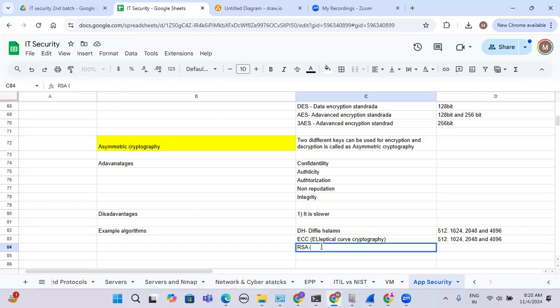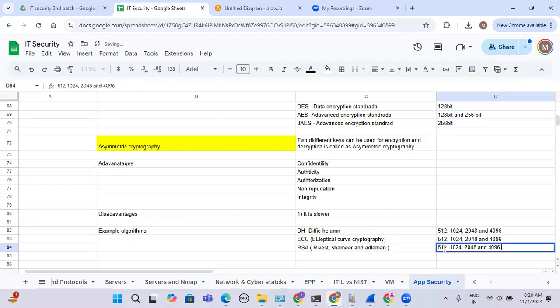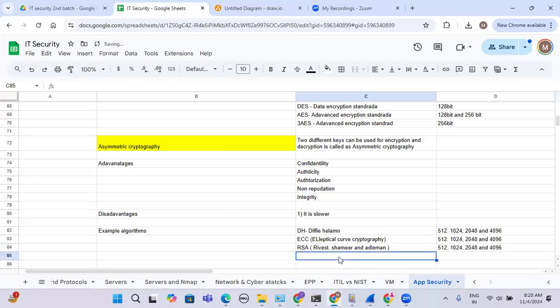This RSA algorithm was invented by three people. The first person's name is Rivest, the second is Shamir, and the third is Adleman. These three people invented the algorithm, and from the first letters of their names it is called RSA. It supports key sizes of 2048 and 4096. And we have DSA, the digital signature algorithm.